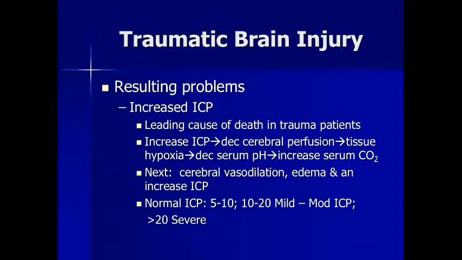So what happens with these traumatic brain injuries? Generally, one of the first things we see is an increase in intracranial pressure, ICP. It's the primary complication. It is the leading cause of death in head traumas who reach the hospital alive. Normal ICP, according to your book, and this is what we'll use, is around 5 to 10 millimeters of mercury, 10 to 20 being mild to moderate elevation, and greater than 20 being severe.